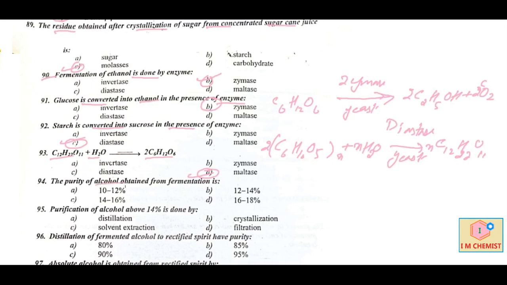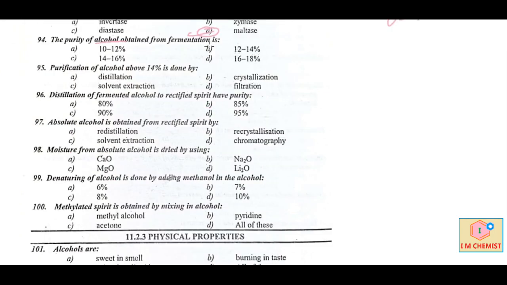Next, the purity of alcohol obtained from fermentation is. So once you obtain the alcohol from the fermentation process, that is actually pure up to 12 to 14%. So option number B is correct. Purification of alcohol above 14% is done with the help of distillation. So option number A is correct.